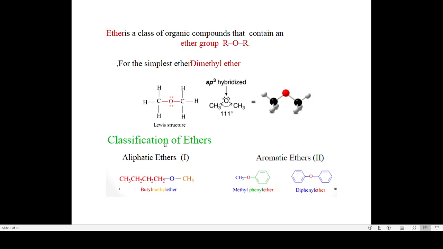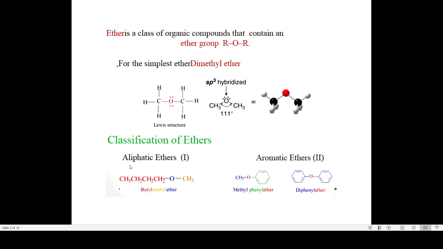Coming to the classification of ether, we can classify the ether based on the nature of the groups that have been attached to the oxygen. When they are alkyl groups, we designate them to be aliphatic ether, and when we have an aromatic group, we call it by the name aromatic ether.